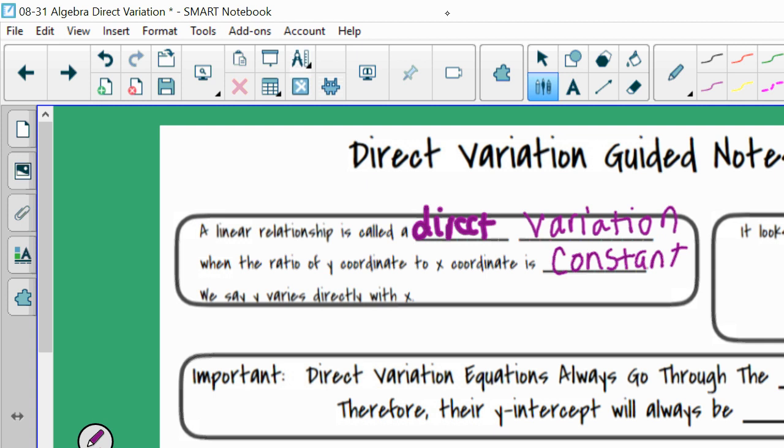A linear relationship is called a direct variation when the ratio of y-coordinate to x-coordinate is constant. We say y varies directly with x, so you'll read that in a couple of the problems. It looks like this: y equals mx, or you might also see y equals kx. Do you remember that from last year? Yes. K is just another way to write slope, except we're saying it's a proportional relationship.